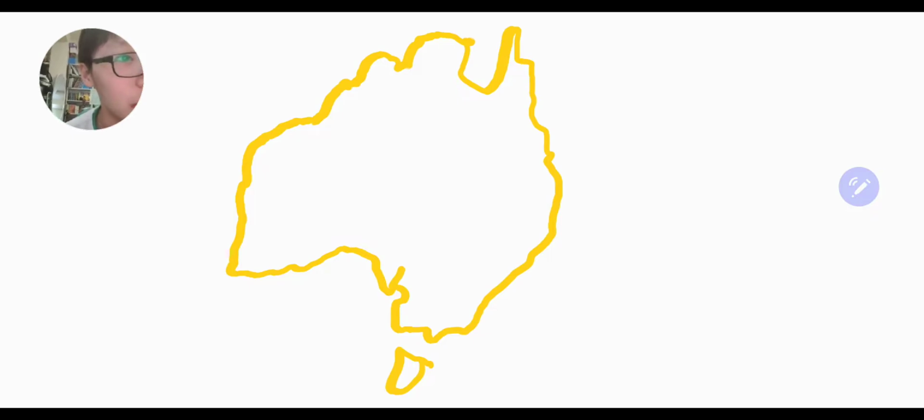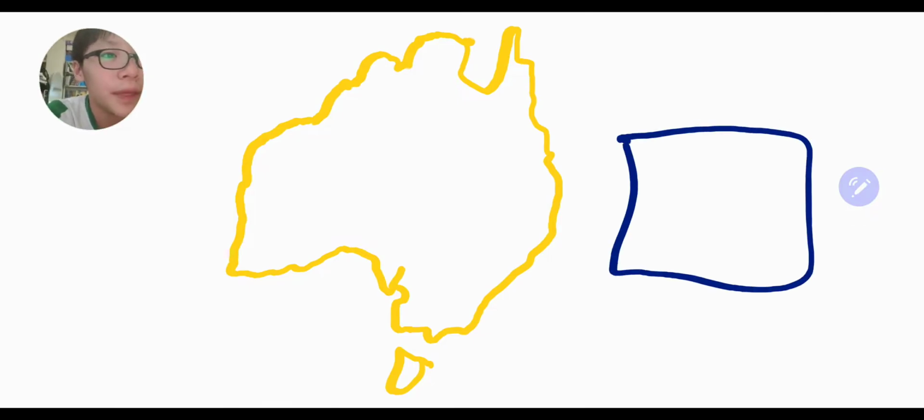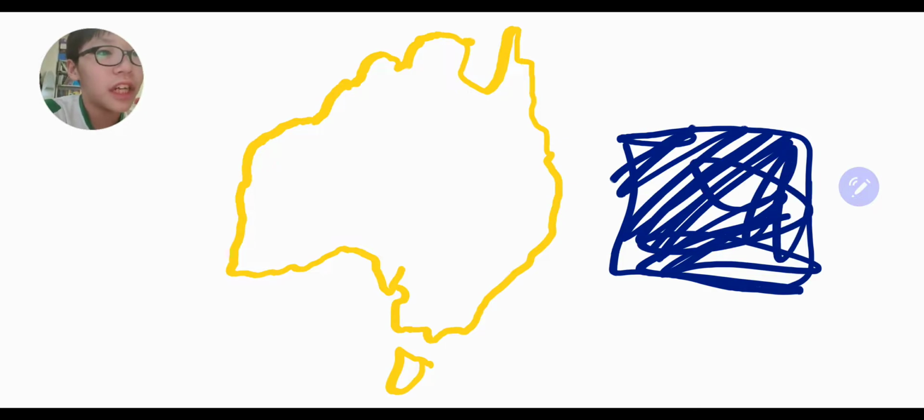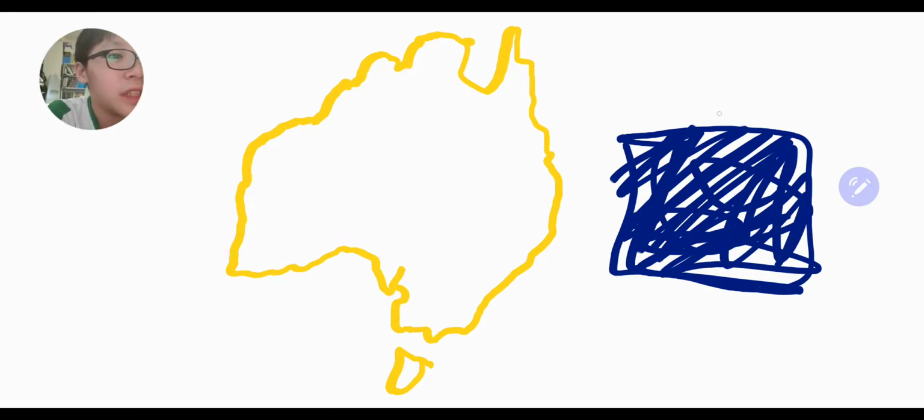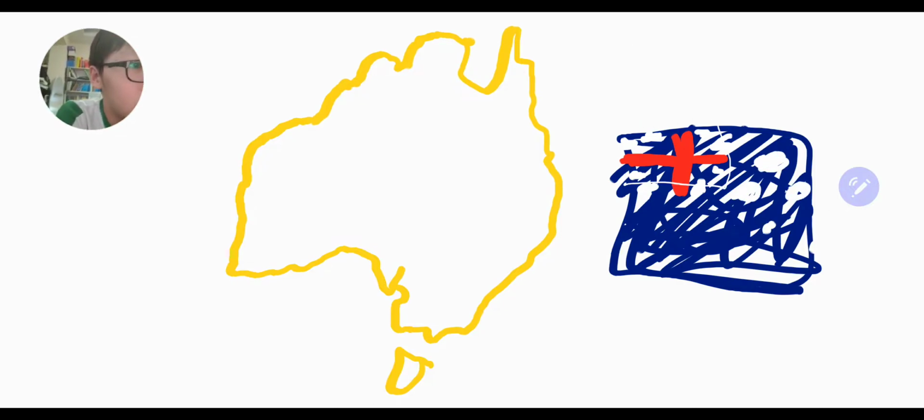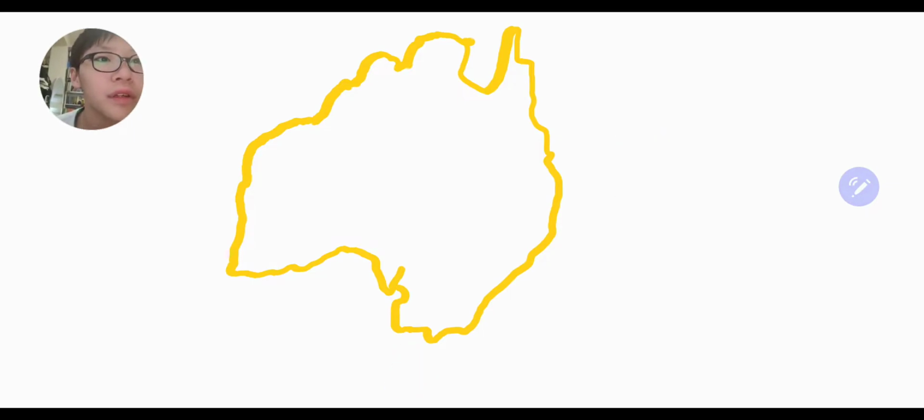Now, we know what the flag looks like. Let me try a quick drawing. It's the flag of England here. It's a little smaller, and then you make it bigger again. Basically, it's this. And yeah, this, as we know, is the map of Australia.